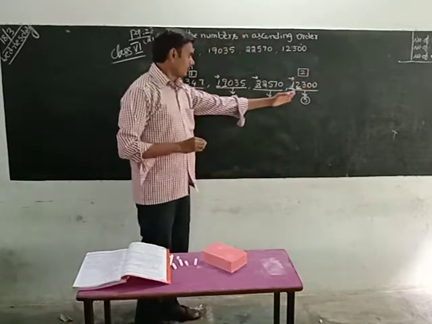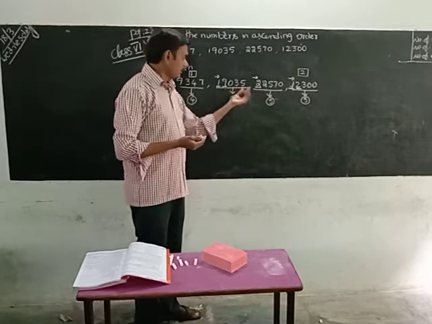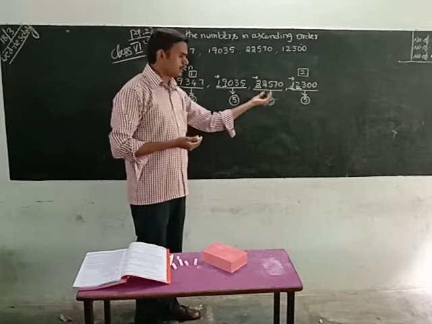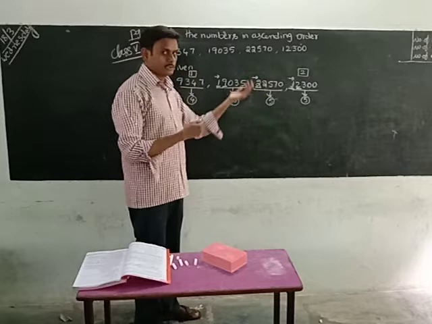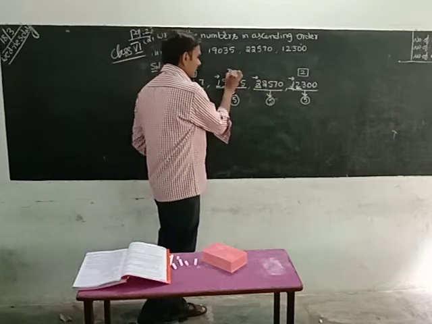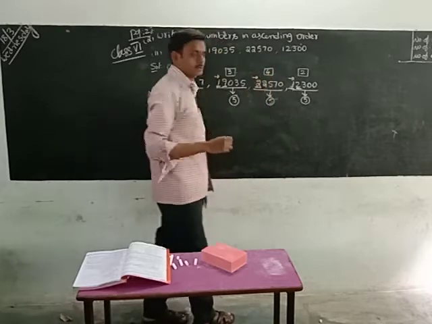Now, what will be the third place? This will be third place because we already said that compared to this number, this is bigger. So no need to consider this one now, later we can consider. Now this is the third place. Then what is the remaining? One number only. So that is the fourth.